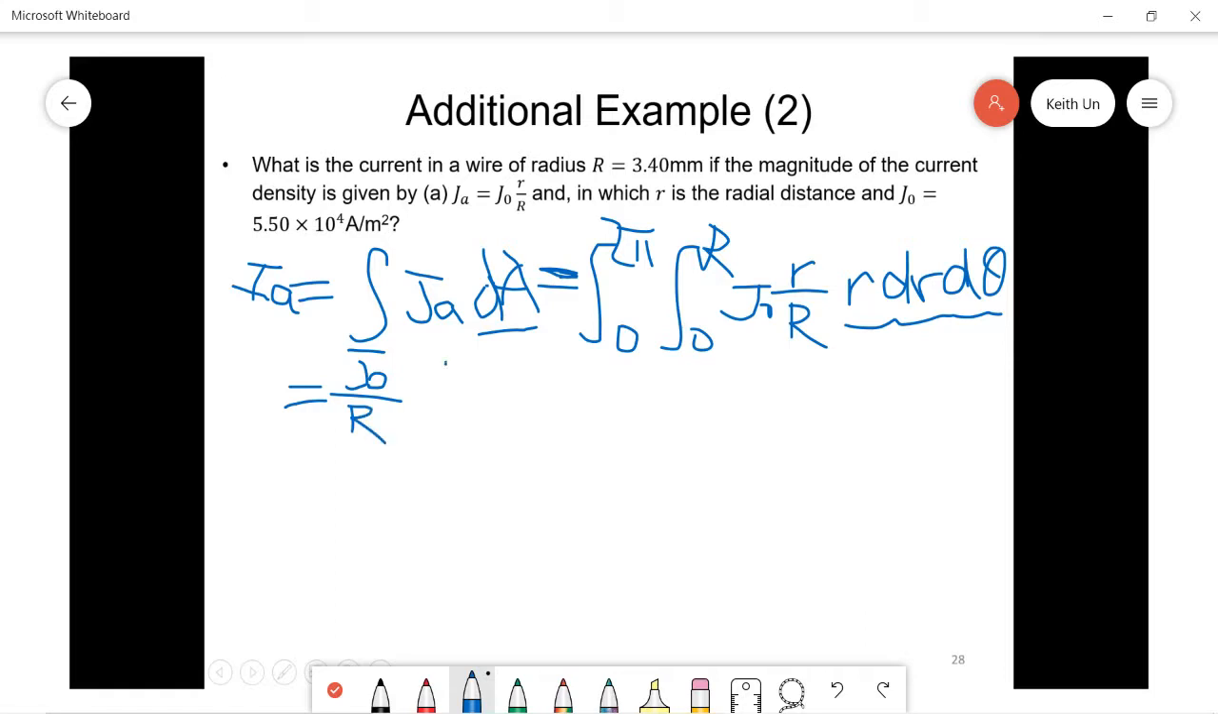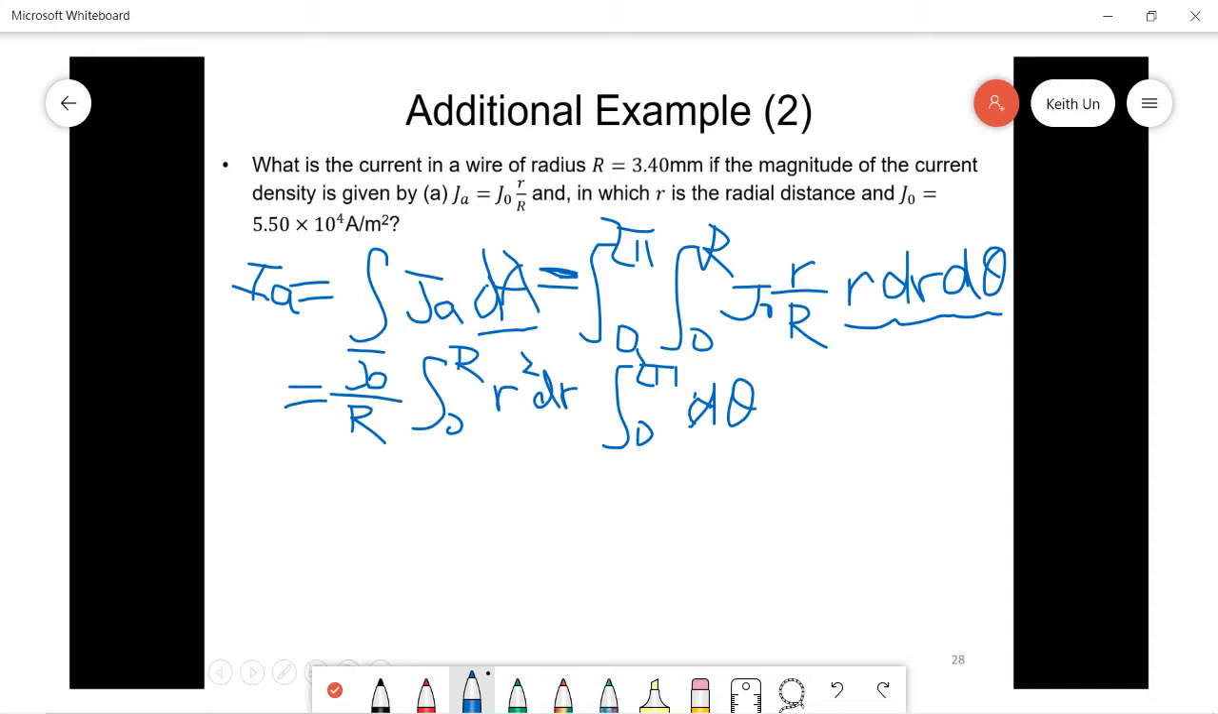So we have the integral from 0 to R of r squared dr, and also the integral from 0 to 2 pi of d theta. Usually these questions are simple. The variable usually is not related to the angle, so we just integrate from 0 to 2 pi, which gives 2 pi.